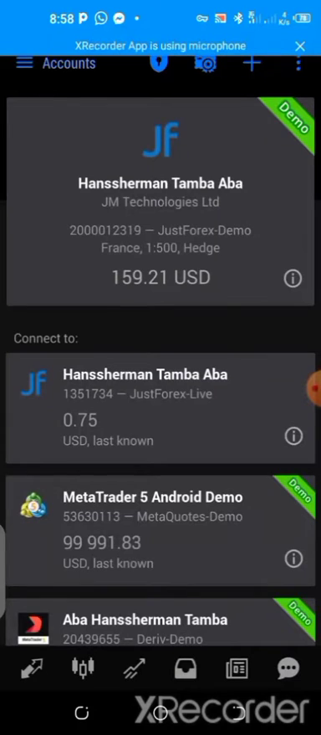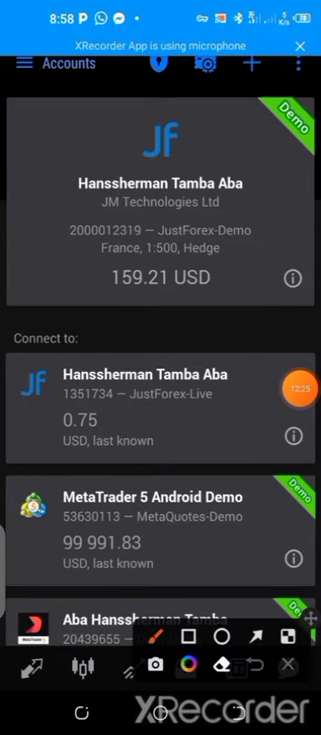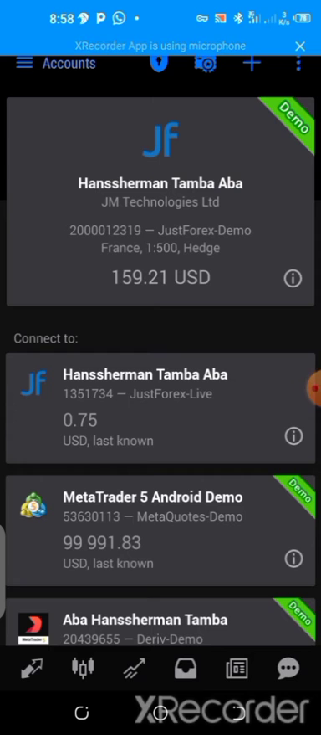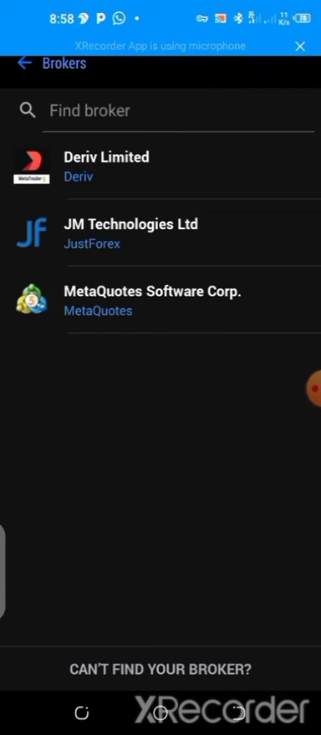So you see a plus sign up here. Yes, this is the plus sign. So you tap the plus sign. After tapping the plus sign, you are going to see find broker. It asks you to find your broker.